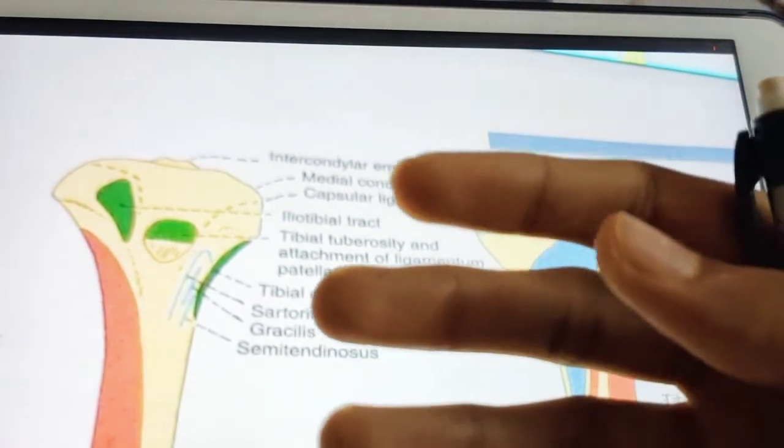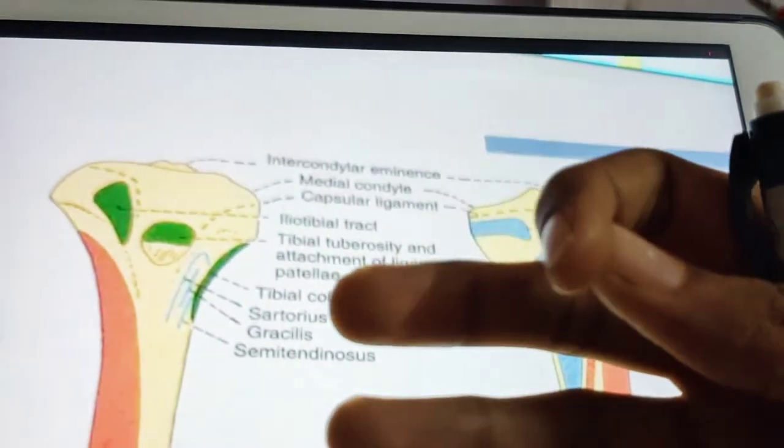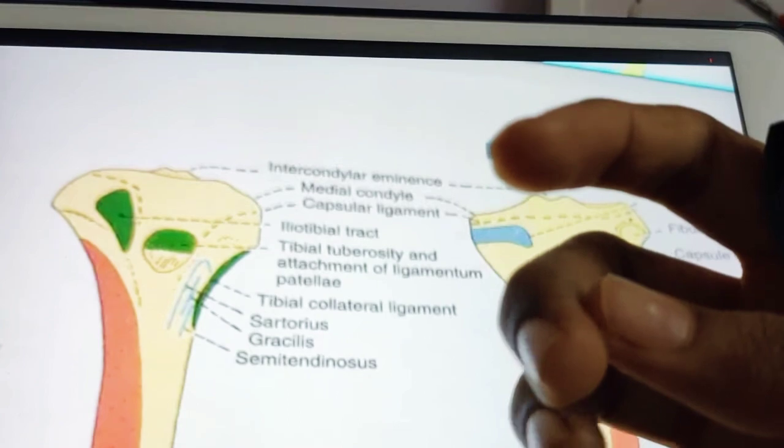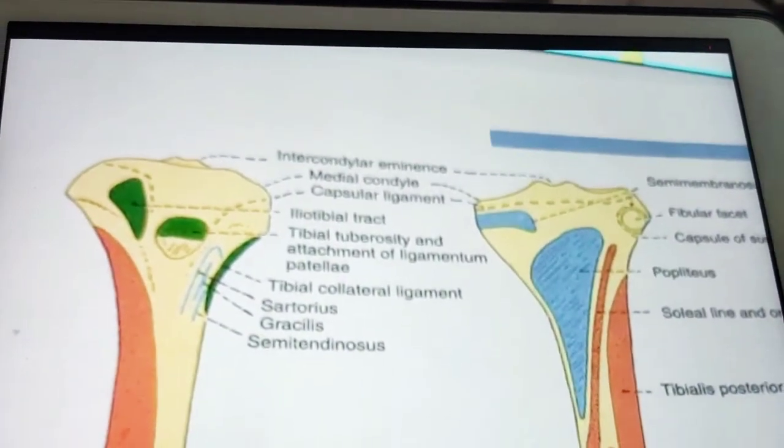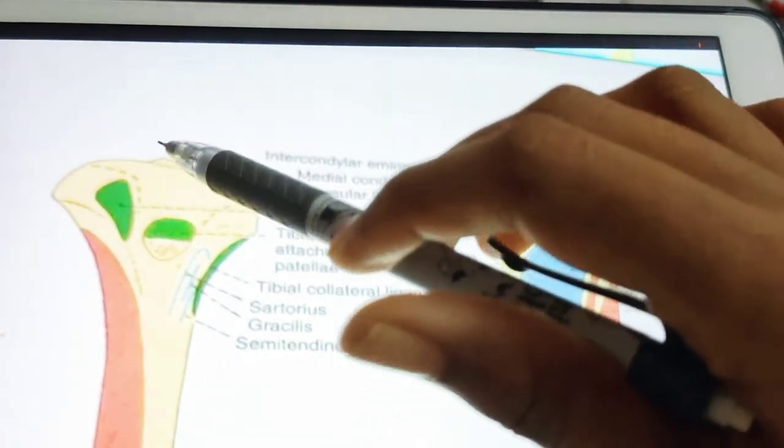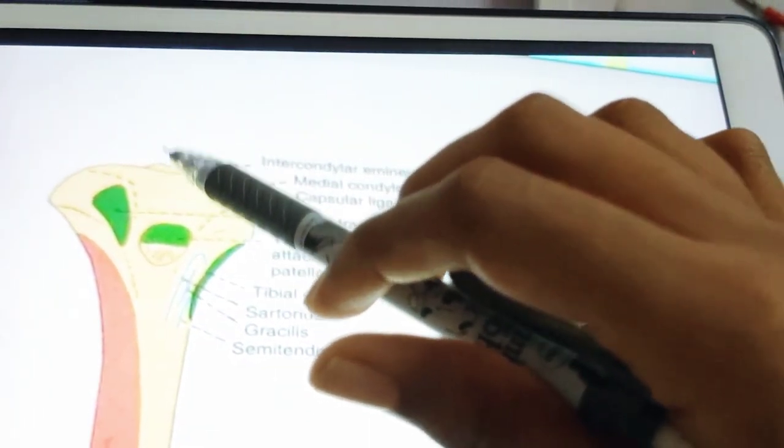So once again, anterior horn of medial meniscus, after that anterior cruciate ligament, after that anterior horn of lateral meniscus, last posterior horn of lateral meniscus. So these are arranged from before backwards in order in the intercondylar area over here.